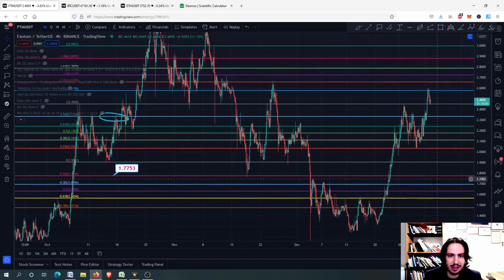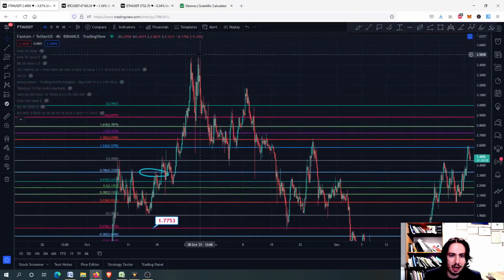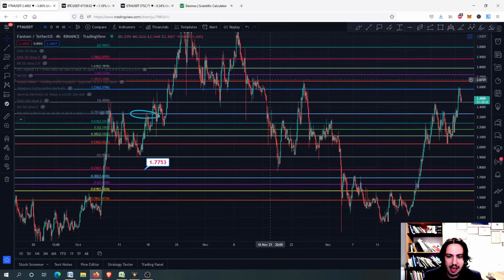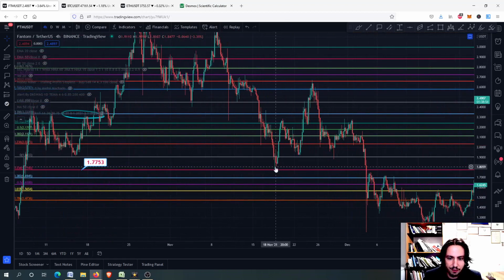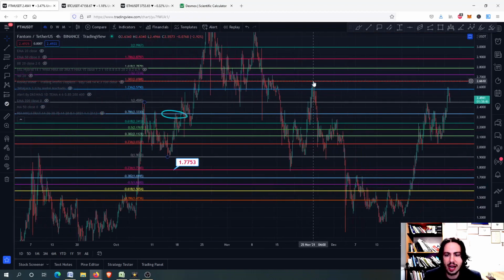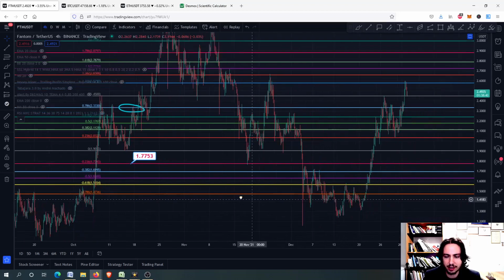You can see what happened with FTM back then. It went all the way up to the 3.40, and then on the downtrend found the exact support on the 1.77. And from there we had an uptrend, went back to the 1.382 again, and went down, and of course went down from the 0.786 even.